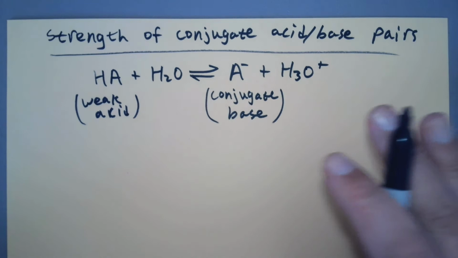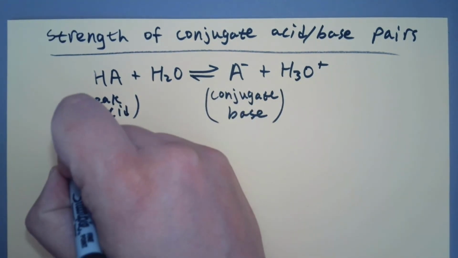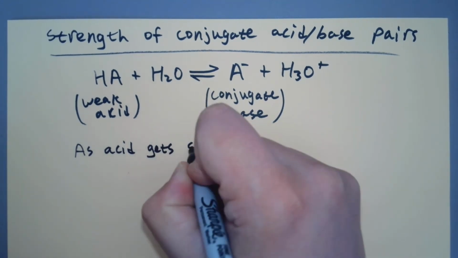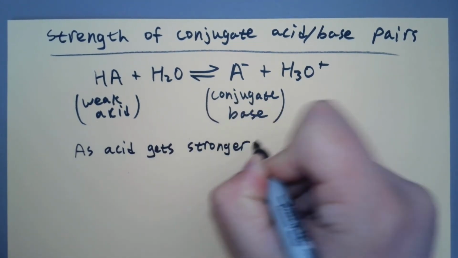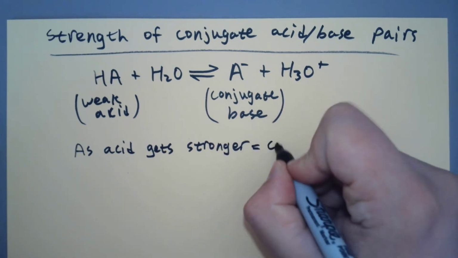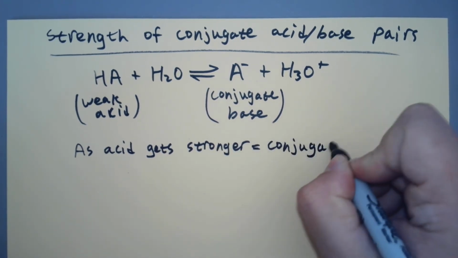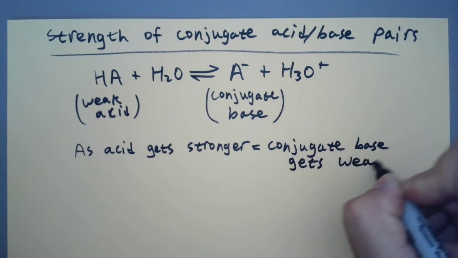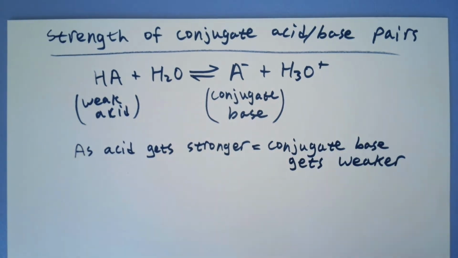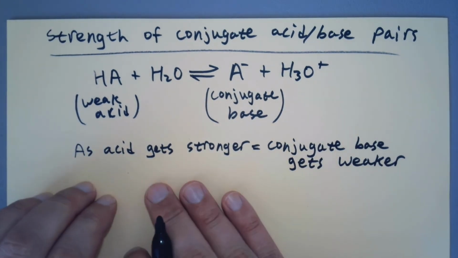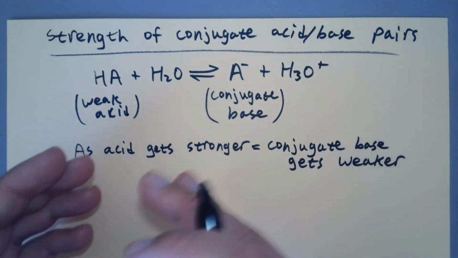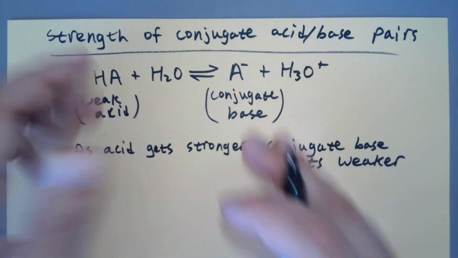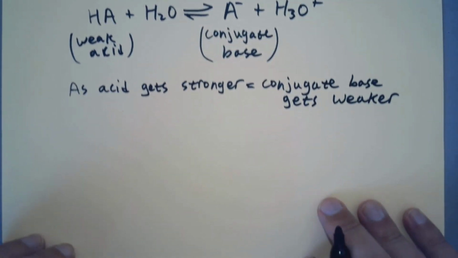And so, just to circle back, what it boils down to is, as the acid gets stronger, the conjugate base gets weaker. Okay? And the converse, the opposite, is true. If the acid gets weaker, the conjugate base gets stronger. Alright, so there's this relationship. And guess what happens with weak bases?